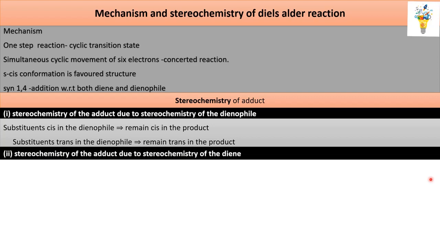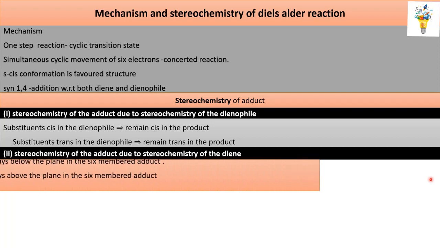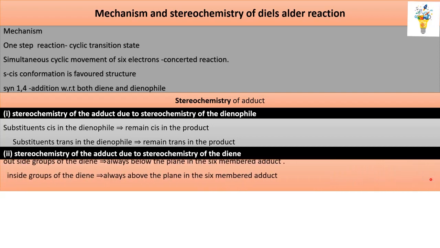Regarding the diene, the stereochemistry of the adduct is due to the stereochemistry of the diene. In the diene, there are outside groups and inside groups. What are the outside groups of the diene? What are the inside groups of the diene? The outside groups of the diene are always below the plane of the molecule in the adduct, and the inside groups are always above the plane of the adduct.